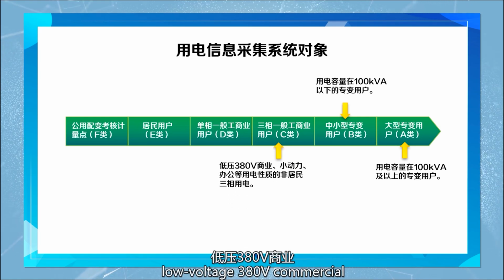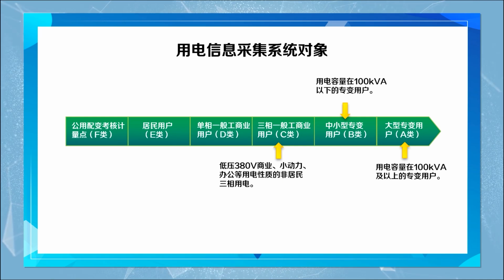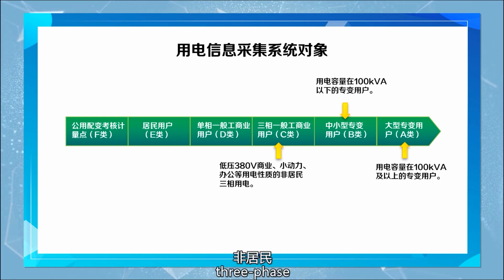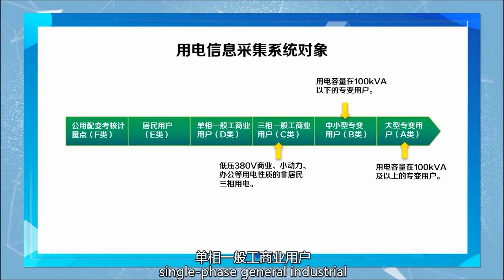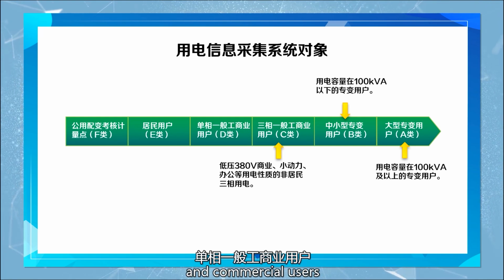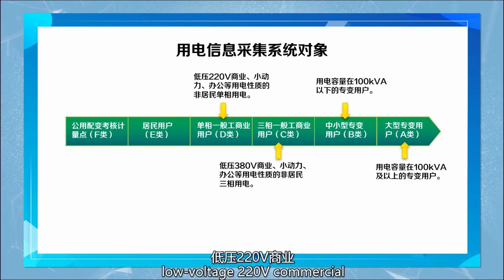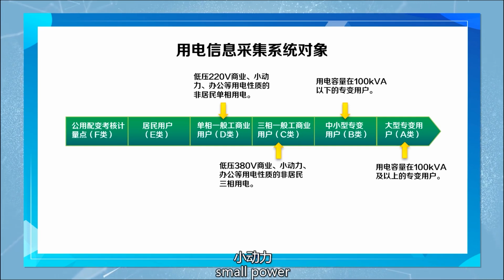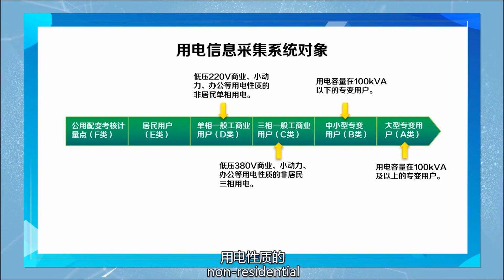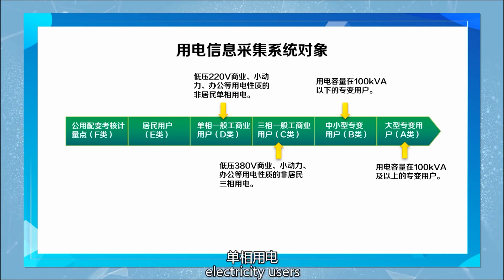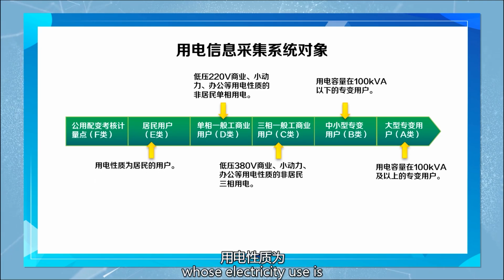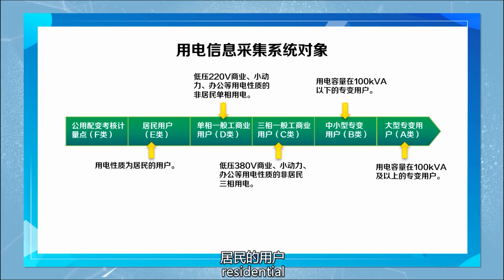Three-phase general industrial and commercial users are type C: low voltage, 380 volt commercial small power office, non-residential, three-phase electricity users. Single-phase general industrial and commercial users are type D: low voltage, 220 volt commercial small power office, non-residential, single-phase electricity users. Residential users are type E, whose electricity use is residential.